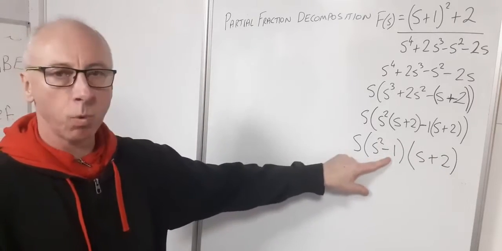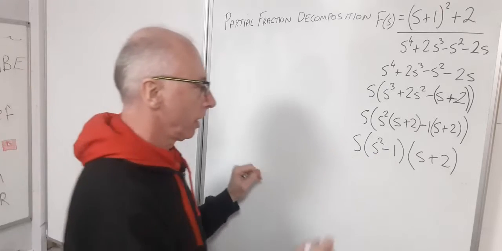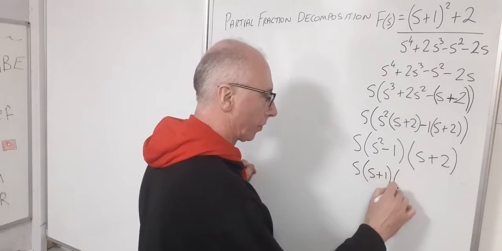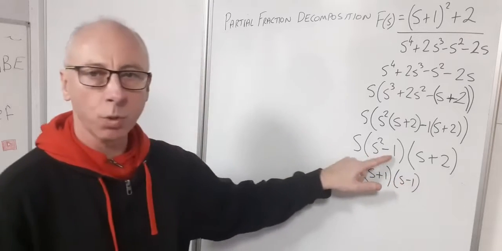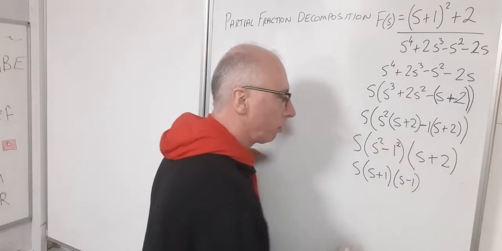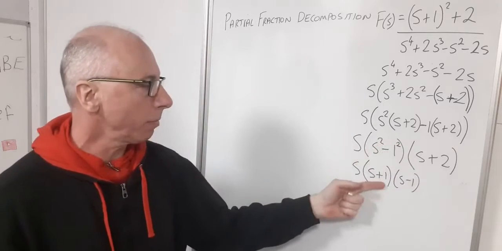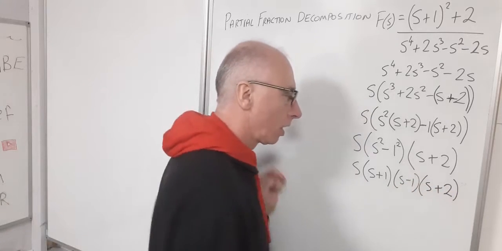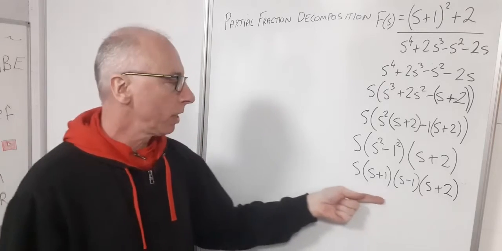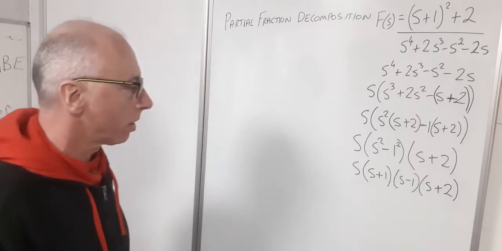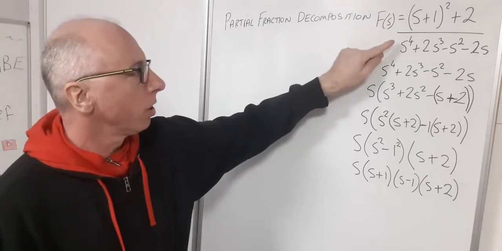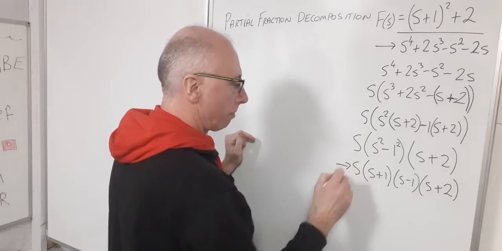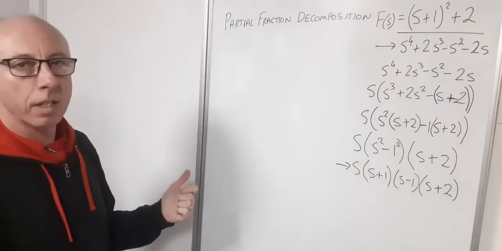Now s squared minus 1, I can go even further with that. So I can rewrite this now as (s minus 1) and (s plus 1). So that's the difference of two squares. If I write that as a square, 1 squared is 1, it's just the same. So (s plus 1), (s minus 1), and then (s plus 2). So now I've broken down into 4 linear terms. So I'll rewrite this function now with this as this. So that is the same as that. So that's a little bit of luck there.